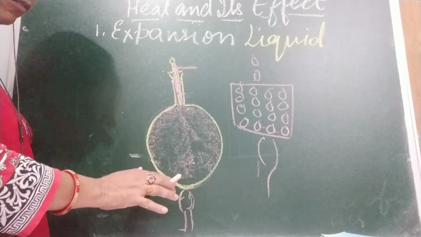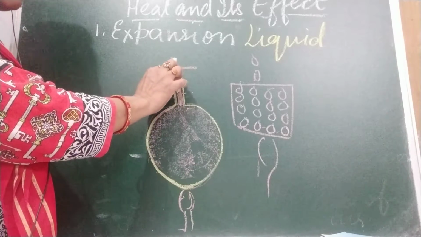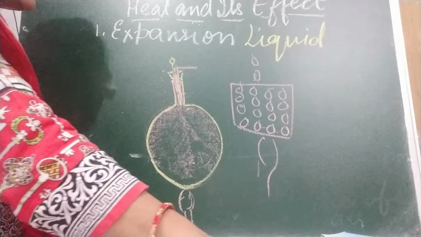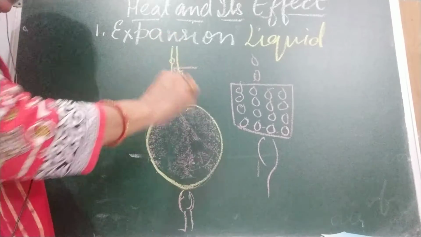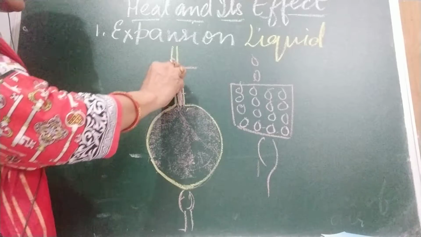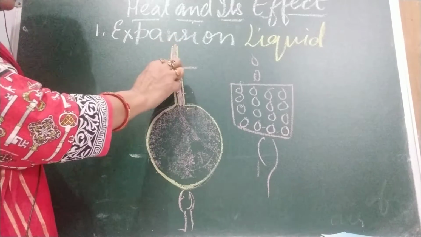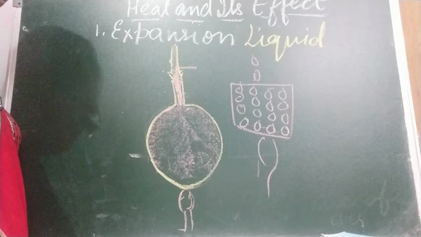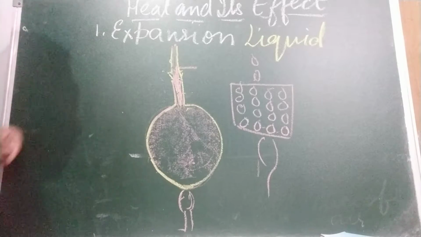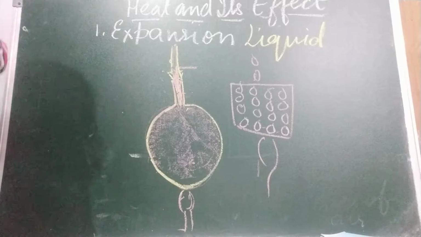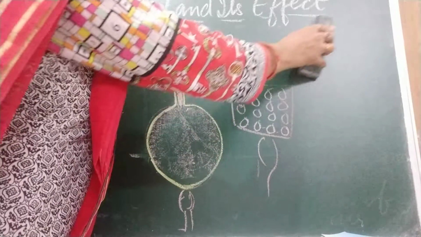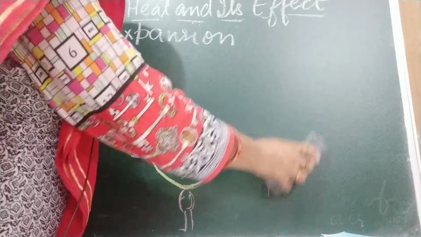When we cool down, it will come down to the same level. If we increase the length of the tube, we will find the rise increased. But when we cool down, again it will come to this level. So it is clear: liquid expands on heating. Now third, we are going to discuss gases. They also expand.